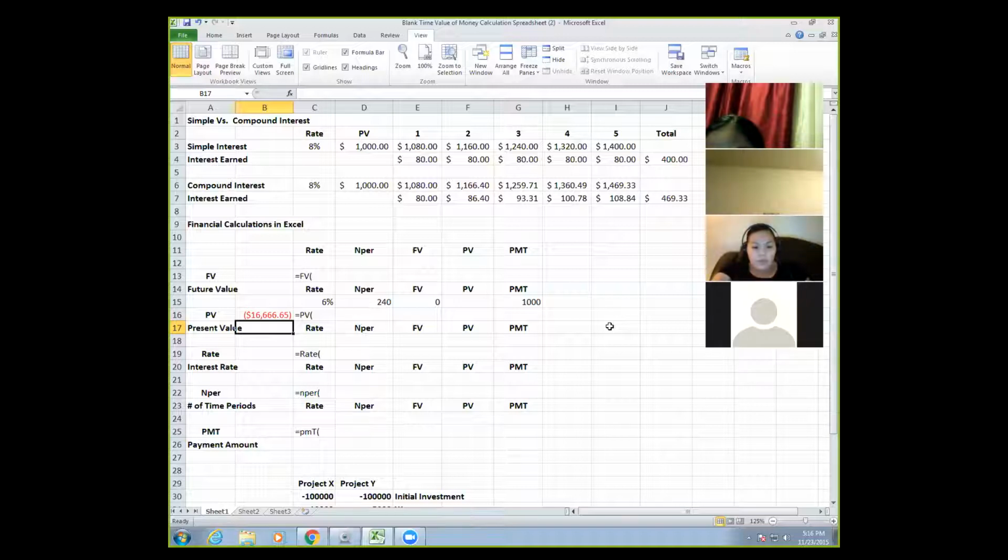So let's see what's happening here. What is this number looking? 6%, 240, 0, payment of 1,000. All right, I got to play around with this a second. Yeah, that didn't change anything. 6%, 240.